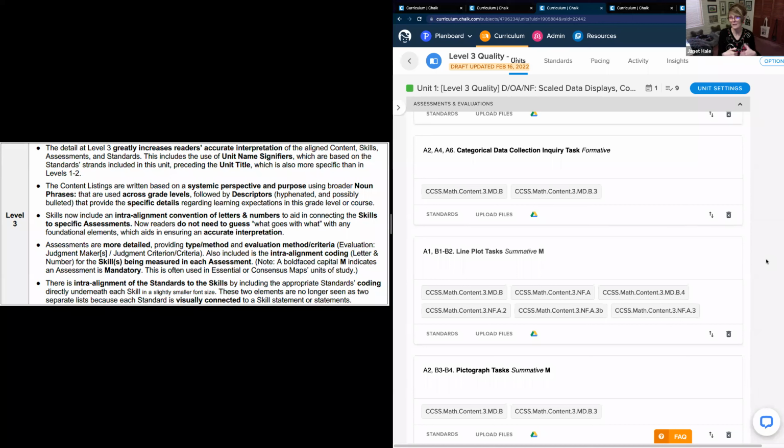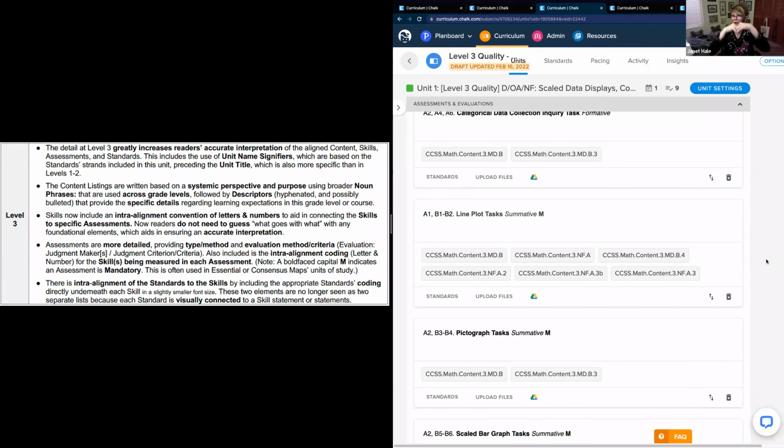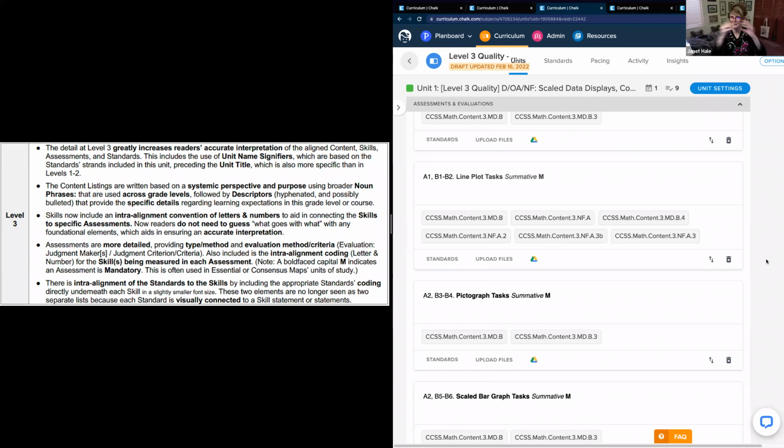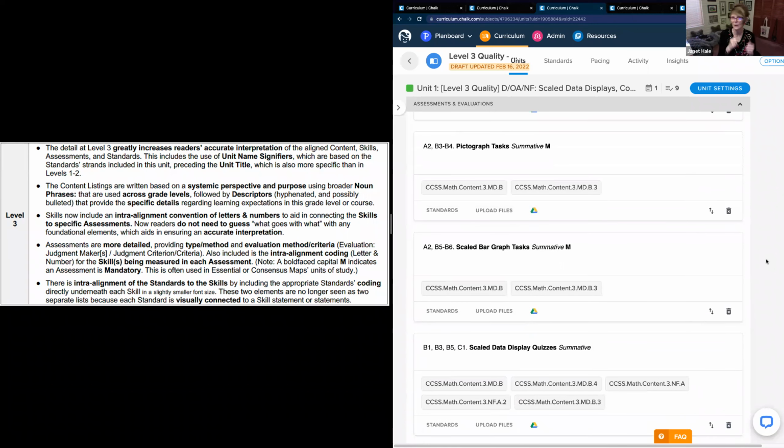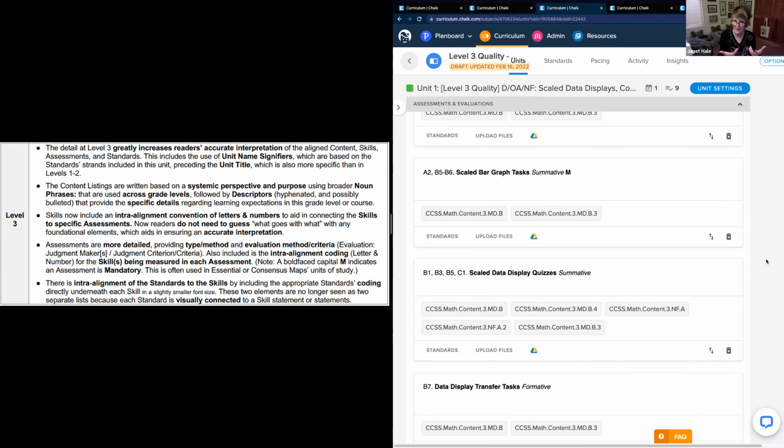So now the standards, while they're still at the bottom, if you want to see specifically what they say, everything is intra-aligned. All those spokes of that wheel of our mountain bike are now connected, and we can really get rocking and rolling with the teaching side.